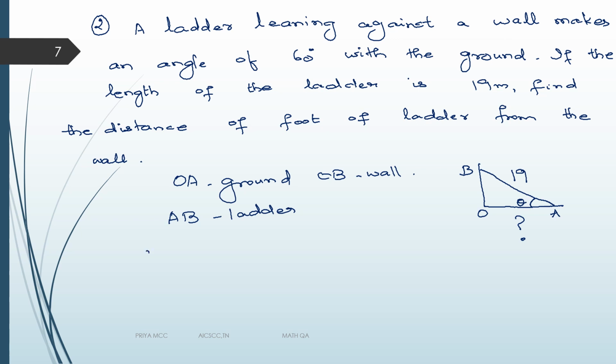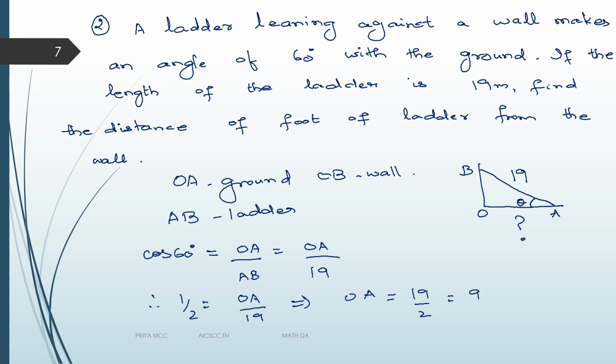So cos theta is equal to cos 60 degrees, which is equal to adjacent side by hypotenuse. What's your adjacent side? OA is unknown, divided by 19. What is the value of cos 60 degrees? Yes, 1 by 2. Therefore, 1 by 2 is equal to OA by 19, or OA is equal to 19 by 2. What is 19 by 2? 9.5 meters. So, if you keep the ladder at a distance of 9.5 meters from the wall, then it will make 60 degrees with the wall.